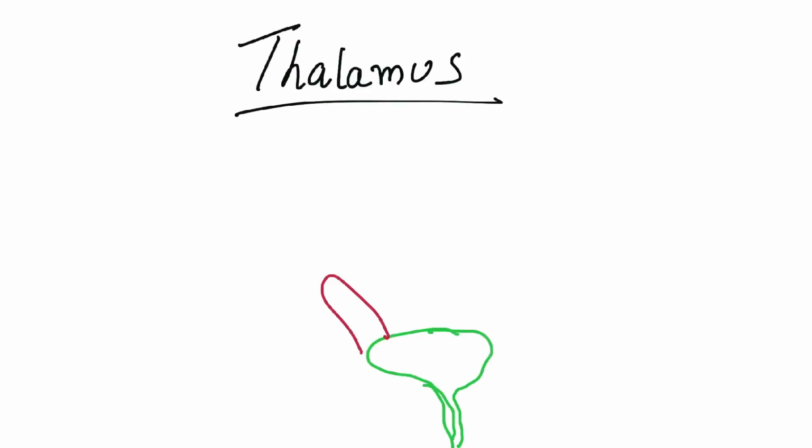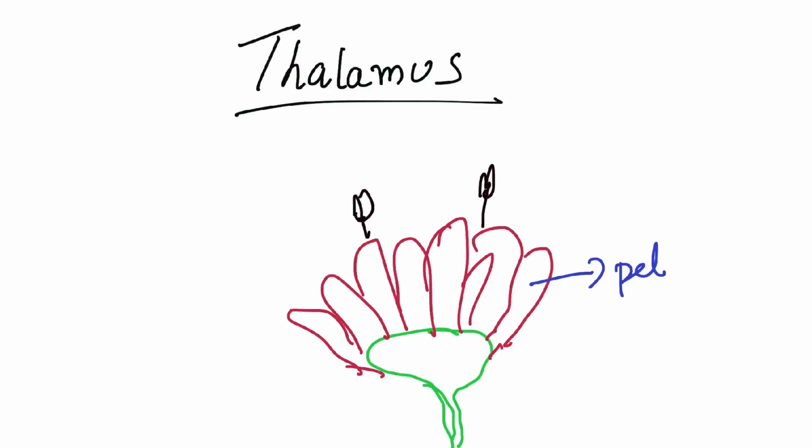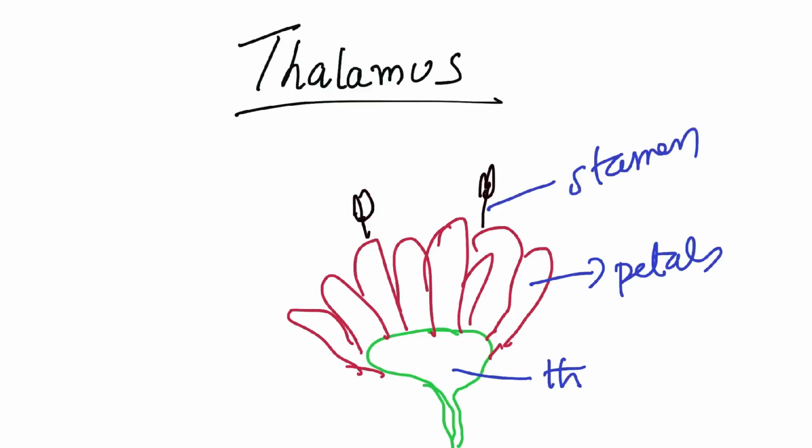Welcome to the video dealing with the last part of our discussion about floral morphology, that's about the thalamus. As we have already discussed in our previous videos, thalamus is the bulged, broad portion above the pedicel on which the floral organs develop.